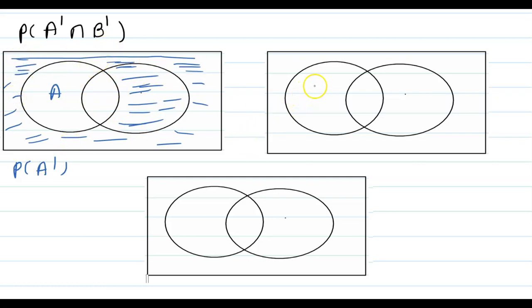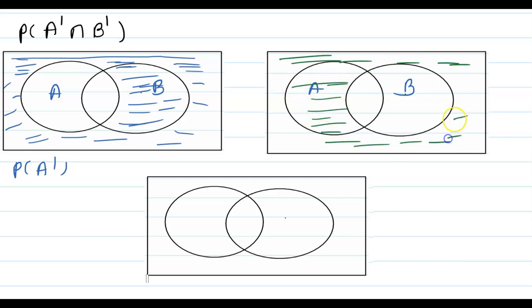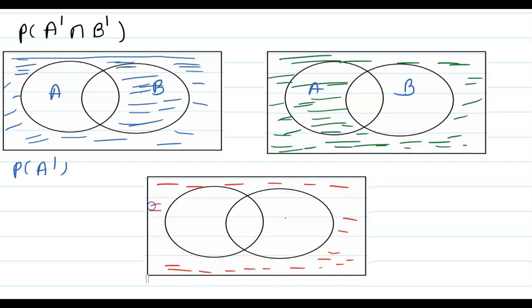Next one is not B. If this is A and this is B, not B means you are shading everything except B. Now you need to see intersection. Intersection means whatever is common. See, it is outside. Blue color you can see outside, green color outside. So outside is shaded. So our final diagram will be the outside shaded one.